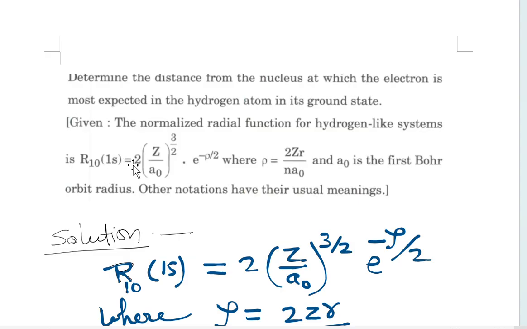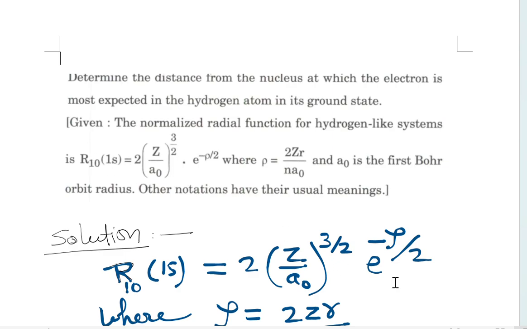R10 (1s) is equal to (2Z/a0)^(3/2) into e to the power minus rho by 2, where rho is 2Zr by n a0, and a0 is the first Bohr orbit radius. Other notations have their usual meanings. So in order to solve this, we will write R10 is equal to 2 into (Z/a0)^(3/2) into e to the power minus rho by 2, as it is given here in the question.